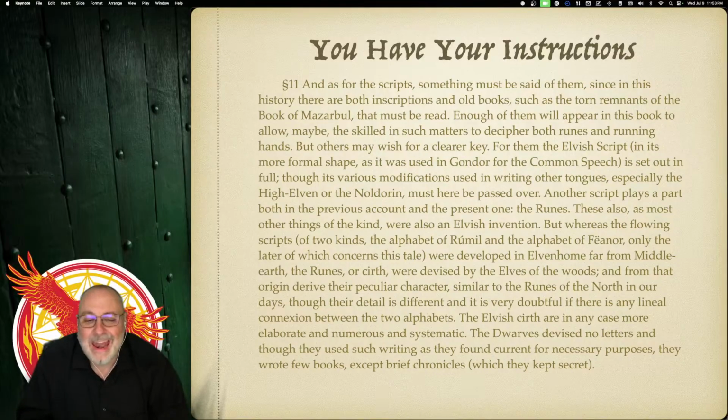The Elvish Cirth are in any case more elaborate and numerous and systematic. The dwarves devised no letters, and though they used such writing as they found current for necessary purposes, they wrote few books, except brief chronicles, which they kept secret. Oh man.